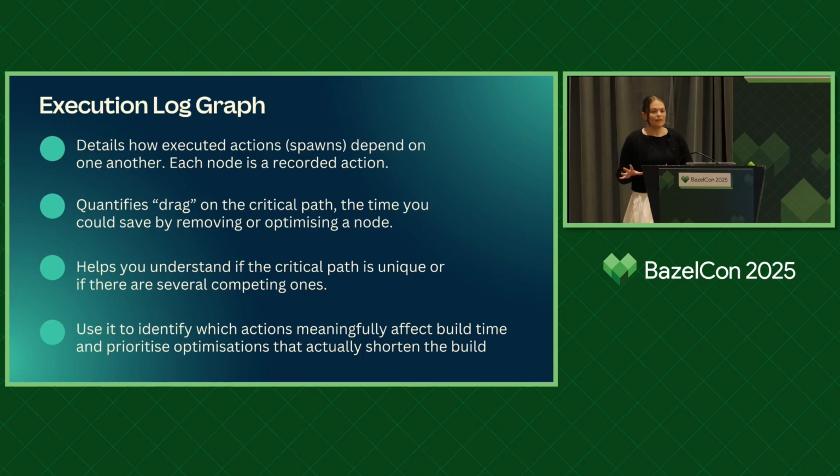One of the most interesting things that we learned from Google is that they use this data to understand whether the critical path is unique or one of many. So if you're optimizing an action that sits on one of several near critical paths, you might not actually be moving the needle much, as another path could immediately become the new bottleneck. Internally, they ingest this data, the execution log graph, on every build and analyze it to figure out which optimizations are truly worth it, and then throw away the data after a day because its value is in guiding decisions, not long-term storage.